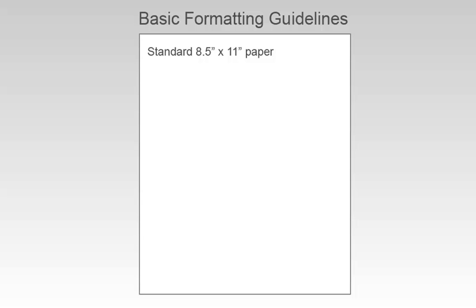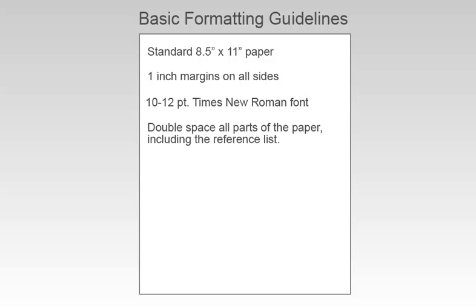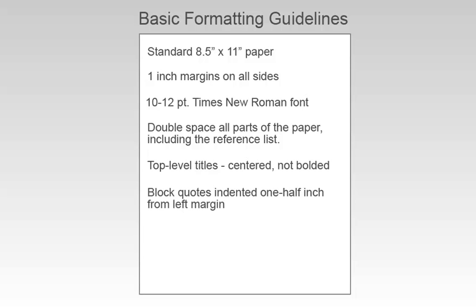Use standard white 8.5 by 11-inch paper. Set a 1-inch margin on all sides. Use 10 to 12 point Times New Roman font. All parts of your paper should be double-spaced. Main titles are centered, not bolded. Block quotes or quotes of 40 words or more should be indented 1/2 inch from the left margin.